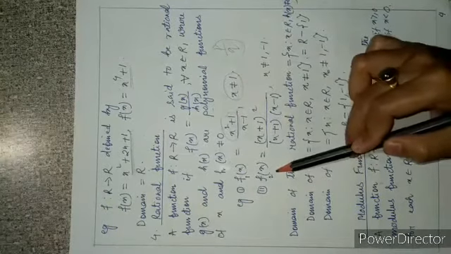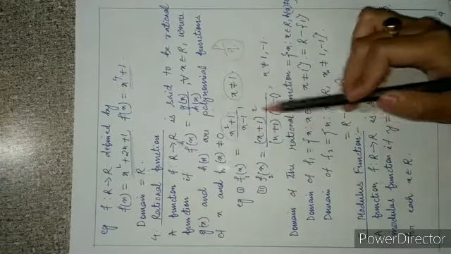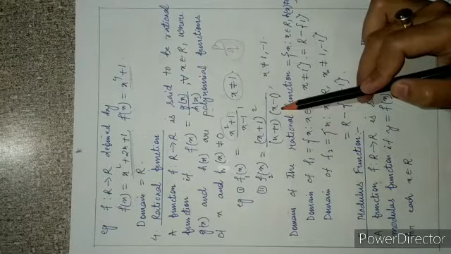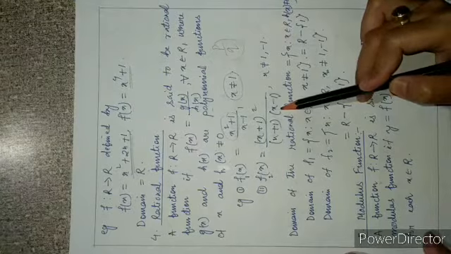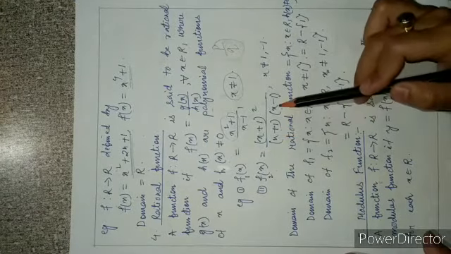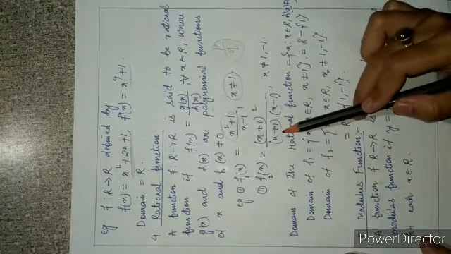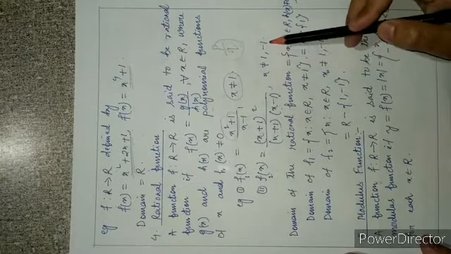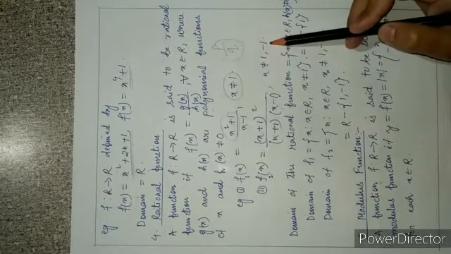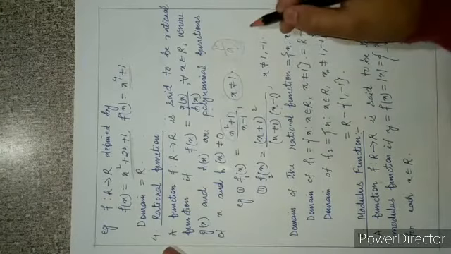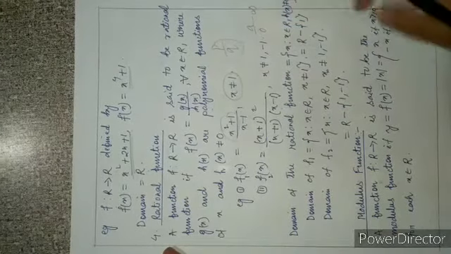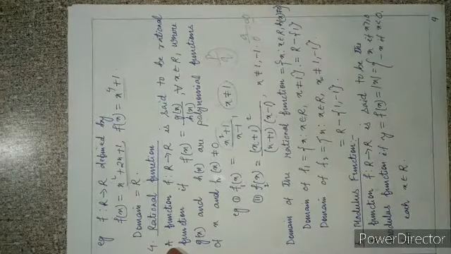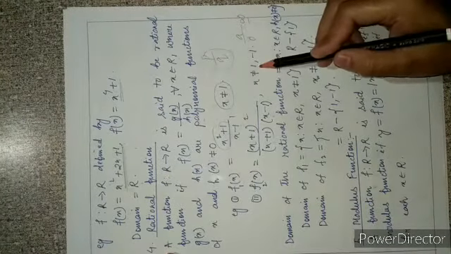Second case: f2x is equal to x plus 1 whole square divided by x plus 1 into x minus 1. The denominator expression is x square minus 1, which is factorized into two factors x plus 1 and x minus 1. Since the denominator becomes 0 when x is equal to 1 and minus 1, any number divided by 0 is infinity, and infinity is not a real number.